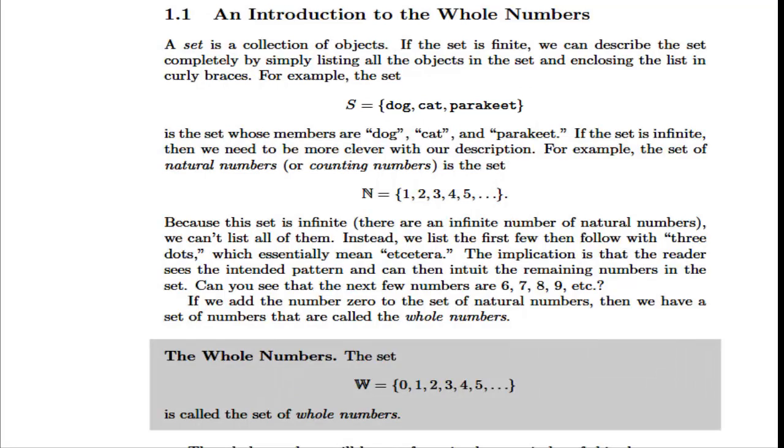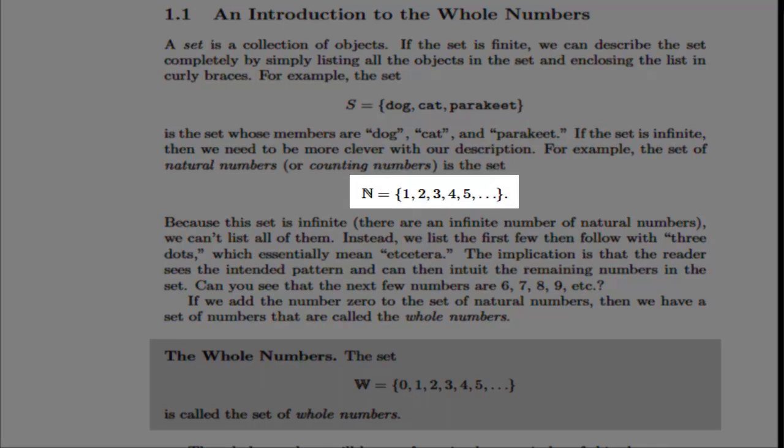If the set is infinite, then we need to be more clever with our description. For example, the set of natural numbers, or counting numbers, is the set {1, 2, 3, 4, 5, ...}. Because this set is infinite, there are an infinite number of natural numbers. We can't list all of them. Instead, we list the first few, then follow with 3 dots, which essentially mean etc. The implication is that the reader sees the intended pattern and can then intuit the remaining numbers in the set. Can you see that the next few numbers are 6, 7, 8, 9, etc.?